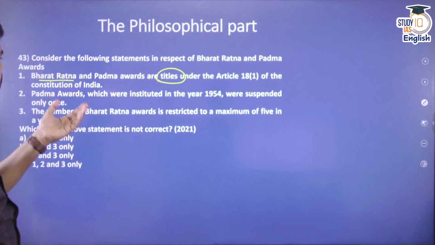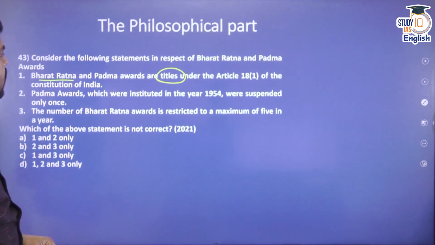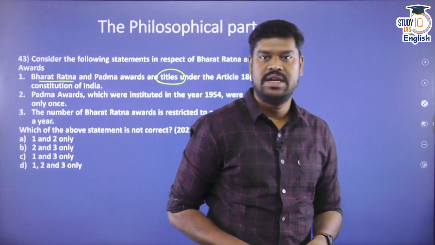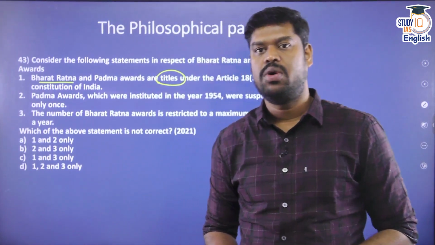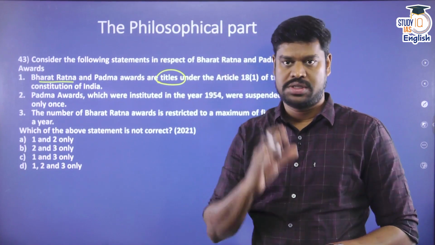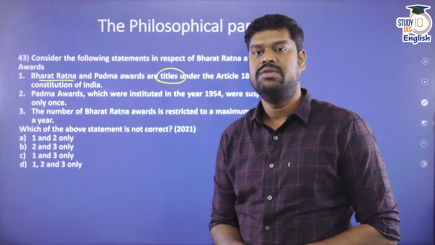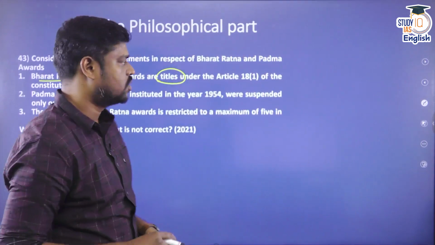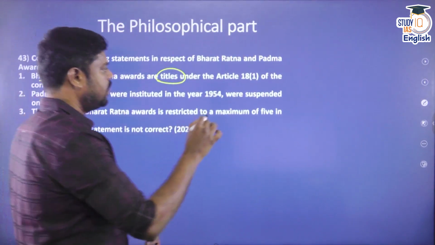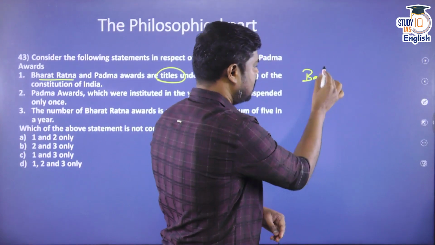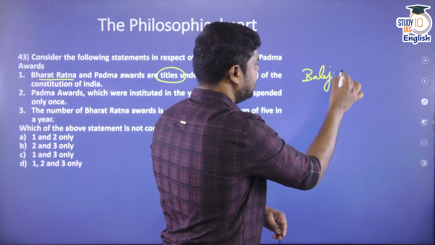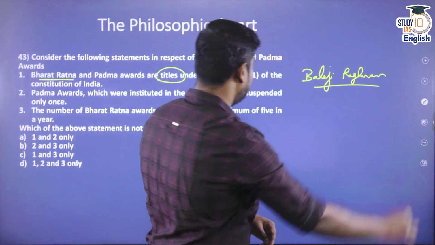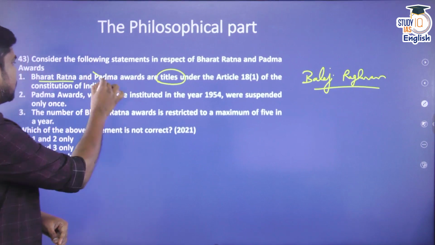The Bharat Ratna and the Padma Awards are titles under Article 18 Clause 1 of the Constitution of India. The Supreme Court has very categorically said that the Bharat Ratna and the Padma Awards do not amount to titles, they are merely awards. They are given to individuals who have done exceptional service to our country, and hence they cannot be considered to be titles. This has been held by the Supreme Court in the Balaji Raghavan case. The case name may not be very important, but you can just remember it. So, the first statement would be wrong.